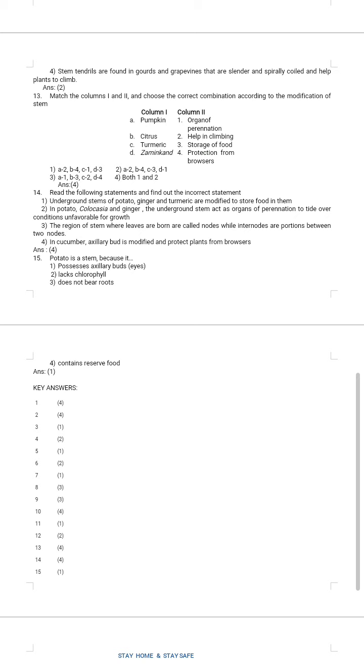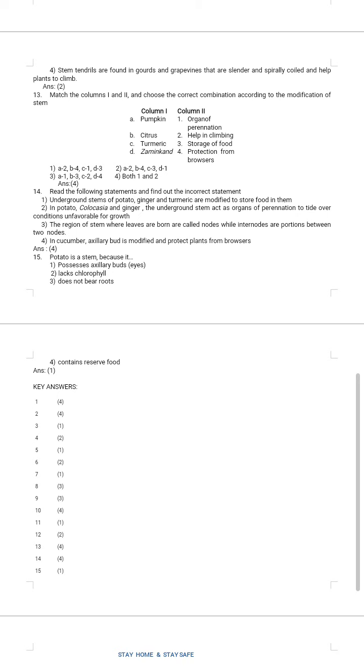Last one. In cucumber, axillary bud is modified and protects plants from browsers. So here students, we need to find out the incorrect statement. The incorrect statement is option 4. In cucumber, axillary bud is modified and protects plants from browsers. That is absolutely wrong. So in cucumber we can't find this kind of modification.